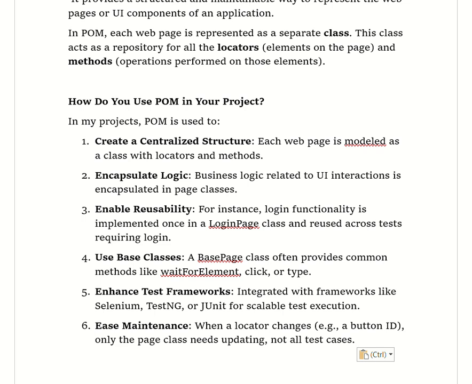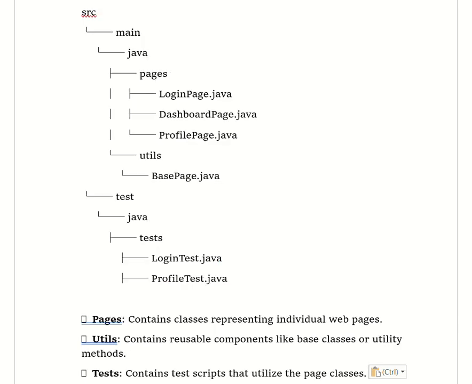Now I will give one screenshot of the Page Object Model, which shows the structure of our project. In the src folder, that is the src main java folder, there will be multiple pages like login page, dashboard page and profile page. In the utils package, there will be the base page class. In the test java test folder, there will be the login test and profile test.